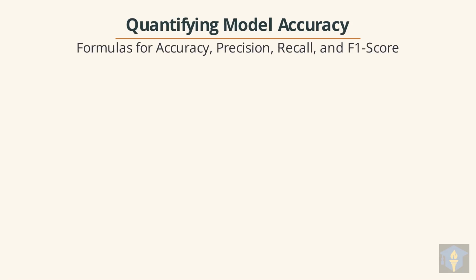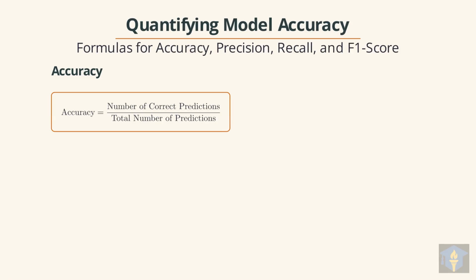We'll cover key metrics like accuracy, precision, recall, and the F1 score with their respective formulas. First, let's look at accuracy, one of the most common and intuitive evaluation metrics. Accuracy is calculated as the number of correct predictions divided by the total number of predictions made by the model. Here, correct predictions are the sum of true positives and true negatives, and total predictions include true positives, true negatives, false positives, and false negatives.